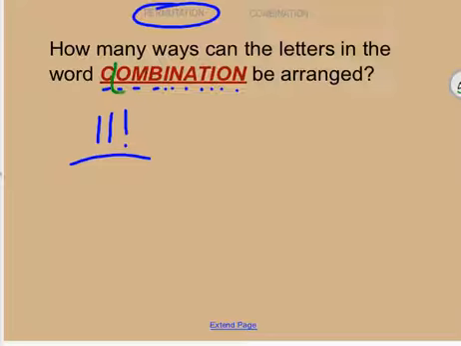So, ones that repeat. O and O, that's 2. Right, if I look for another one, these I's, well, there's not an I there. Right, this I and this I repeat, so that's 2 factorial. And then if I look for an A, an N, and an N is 2 factorial.